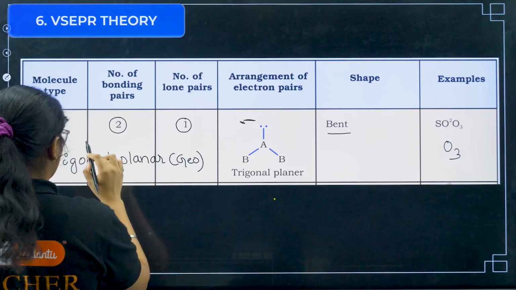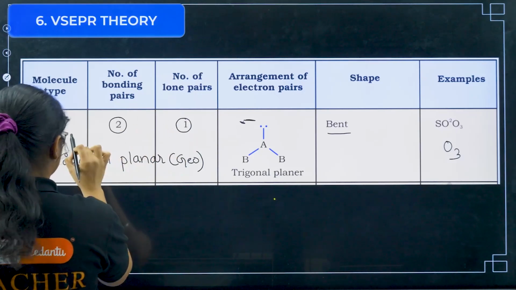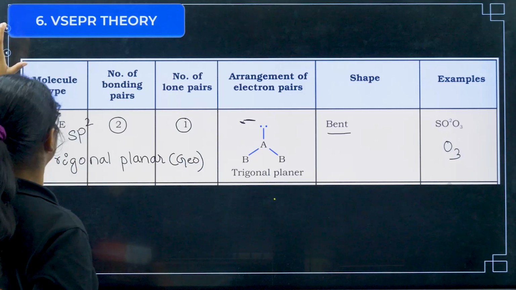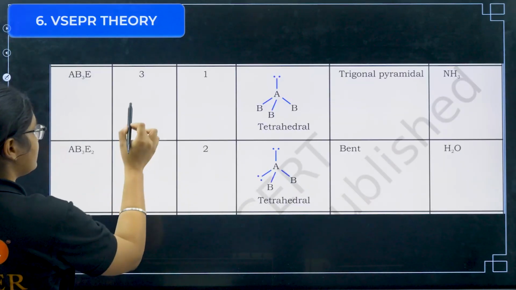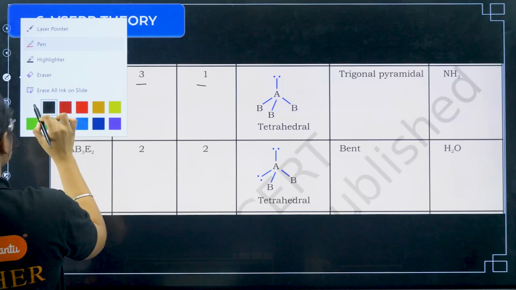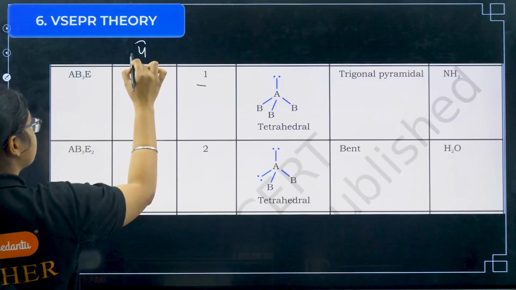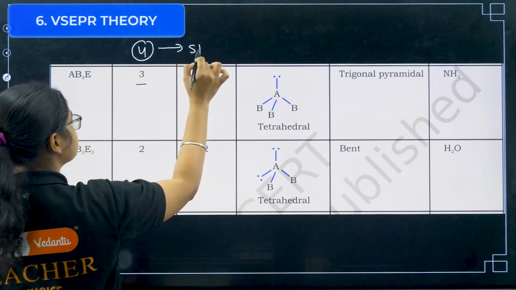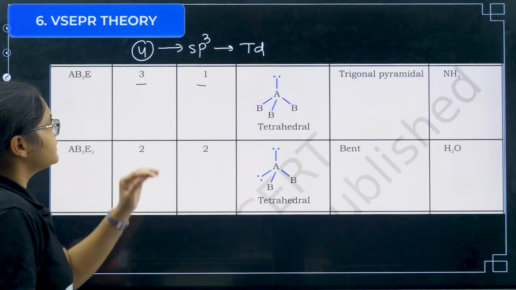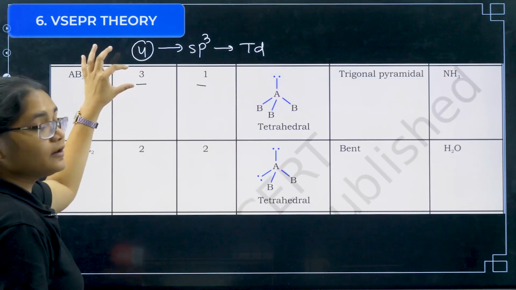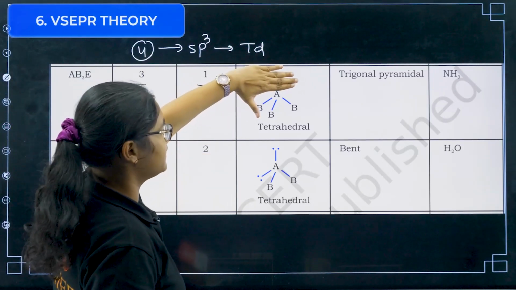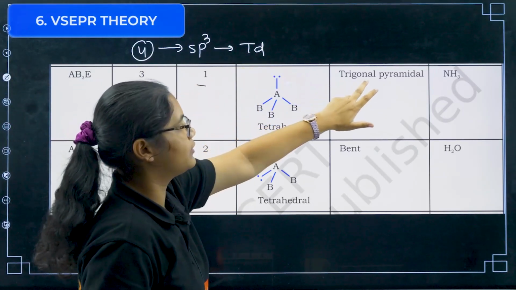And here what is the hybridization? 3 electron pairs are there, so it is sp2. Next, if I see that there are total 4 electron pairs, that means hybridization is sp3 and geometry is tetrahedral. Out of these 4 electron pairs, if 3 are bond pairs and one is a lone pair, you just have to ignore this one.